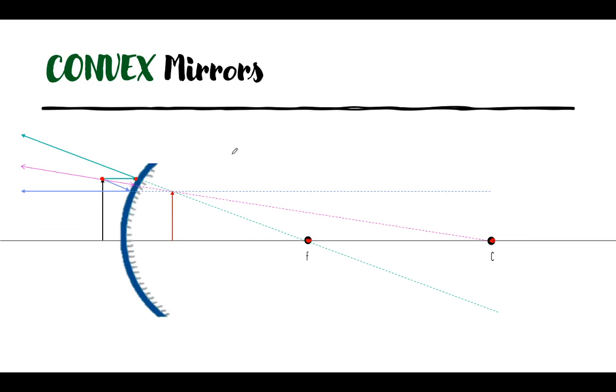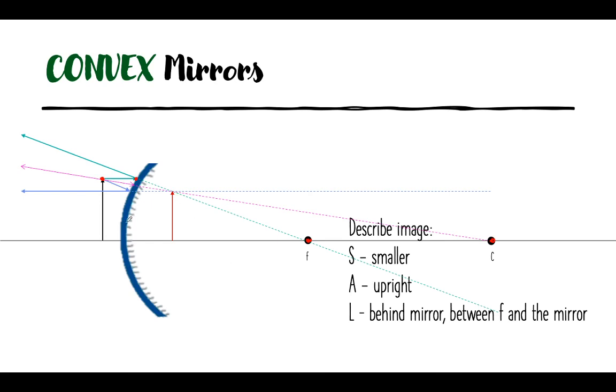So let's describe the image that's produced using SALT. So the size of the object, the size of the image. The image is smaller than the object that we started off with. So S is smaller. The attitude, it is upright. They're both facing the same way. The location, you can describe it in two ways. One being it's behind the mirror, which is true, and the other that it's between F and the mirror as well.